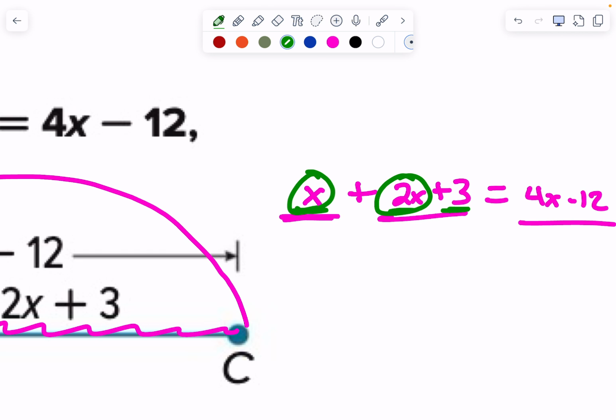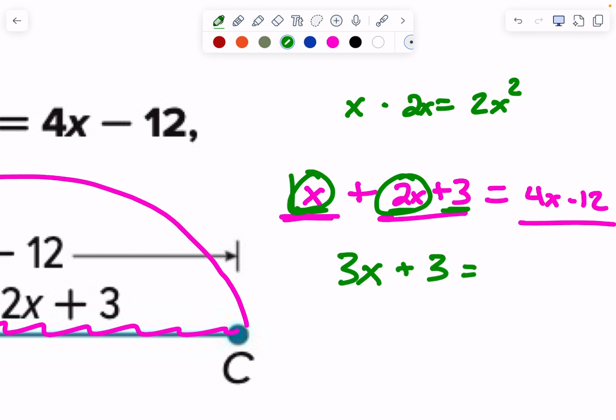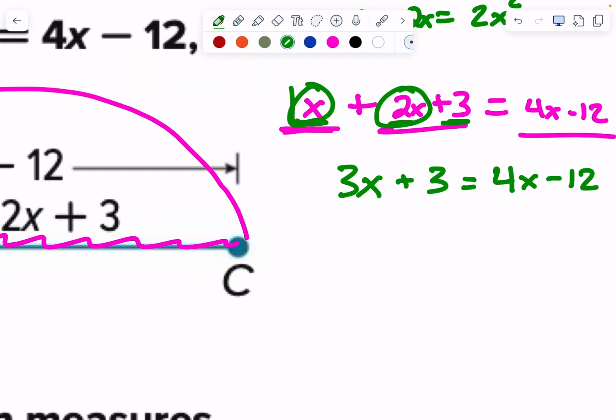3x. No, 2x squared. 3x squared. x times 2x would be 2x squared. But if I'm adding, like, 1 apple plus 2 apples is 3 apples. 3x, right? Plus 3 equals 4x minus 12. Okay, then what? Here's my equal sign.